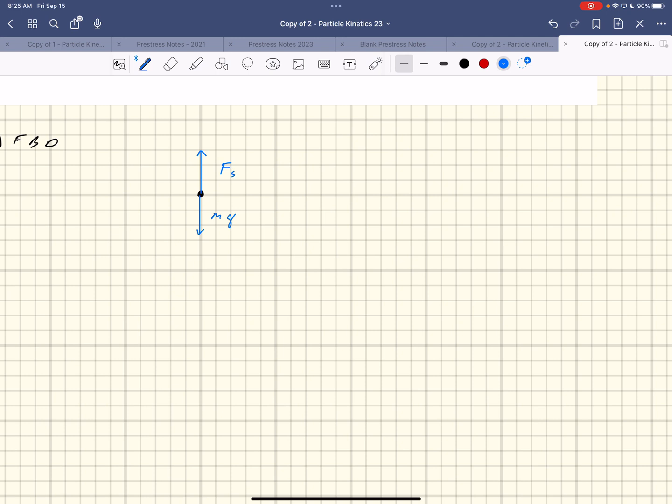I call that Fs, force from the spring. Okay. What is the magnitude of that force going to be? K times the distance that it's stretched, right? K times that will tell us how much force that's going to be, okay? And so we'll call that Kx, right? This is just a 1D problem.